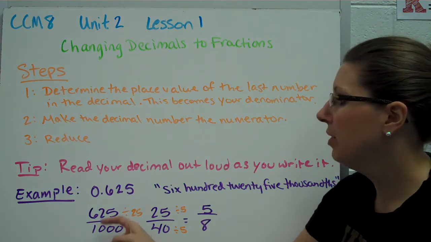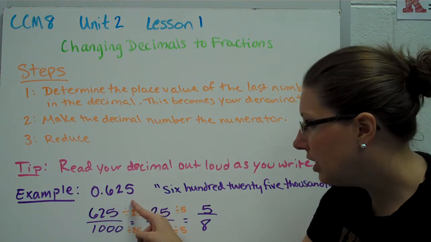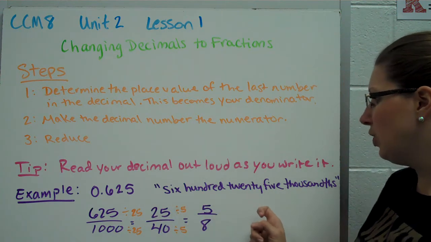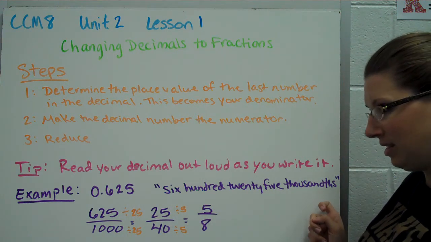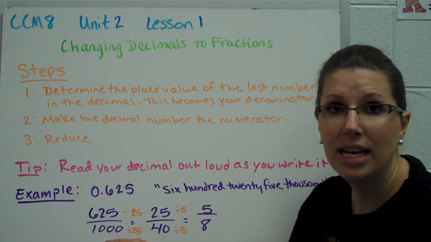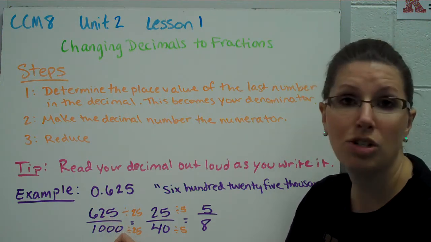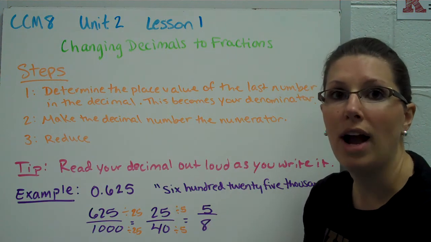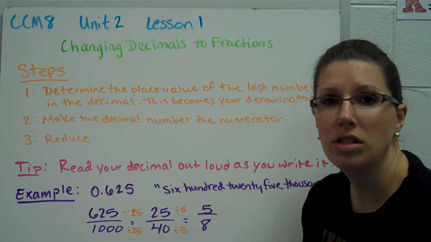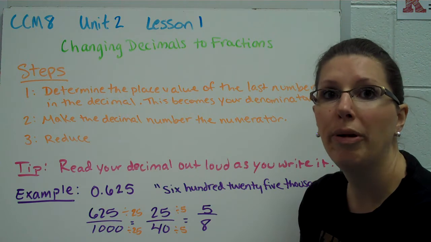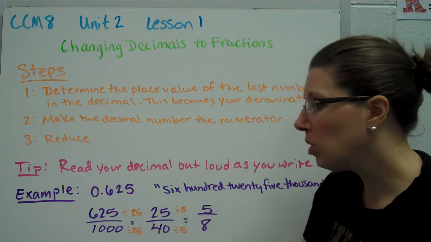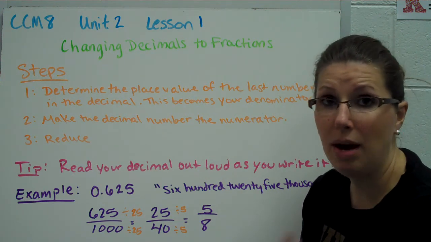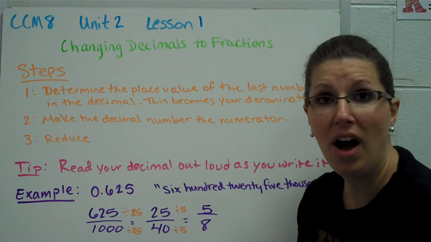For example, you have this number here, it is 625 thousandths. So 1,000 is my denominator, 625 is my numerator. Once you've gotten it written as a fraction, start reducing. Think to yourself, what number goes into both the numerator and the denominator? From the top of my head, I just chose 25.